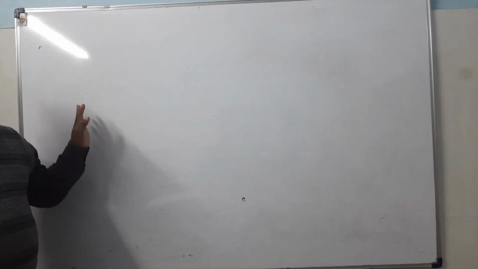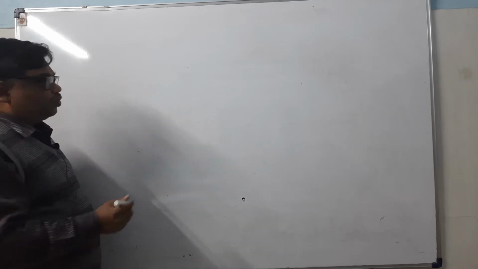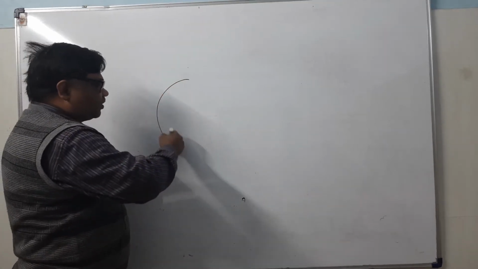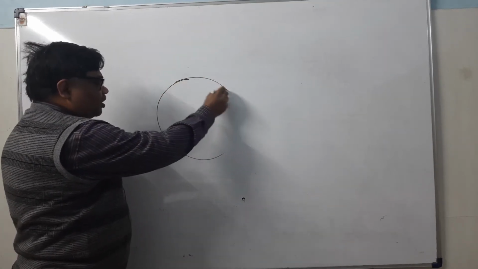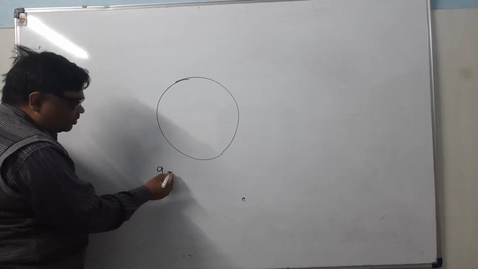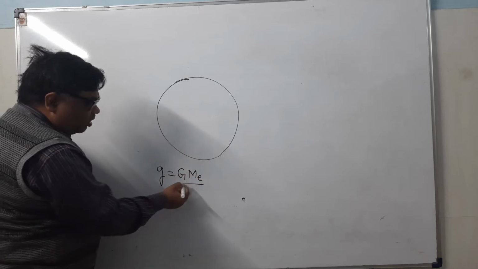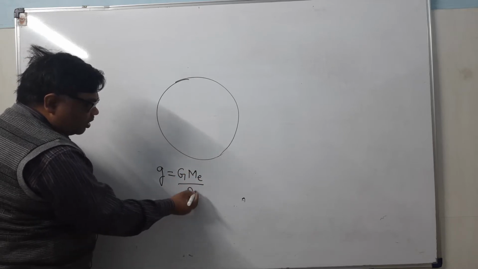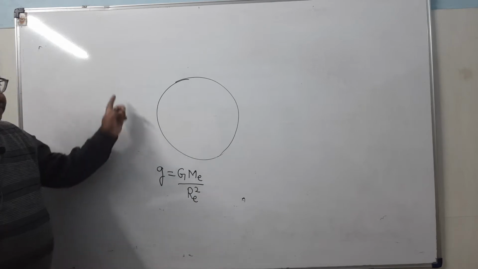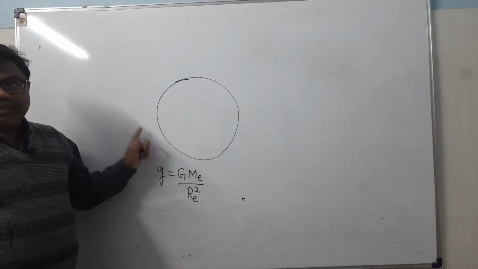Hello students, yesterday I had told you about the value of acceleration due to gravity on the earth surface. What is the formula of acceleration due to gravity on the earth surface? It is given by g equals GMe upon Re square. During the derivation of this formula, we have assumed that earth is perfectly spherical.